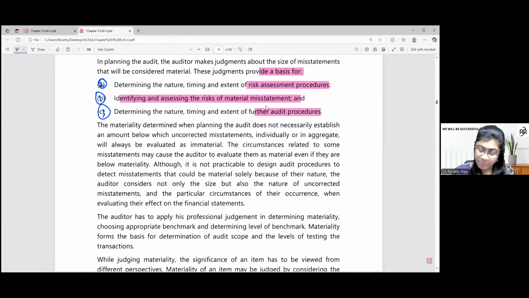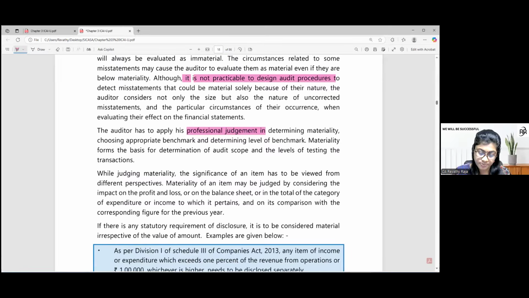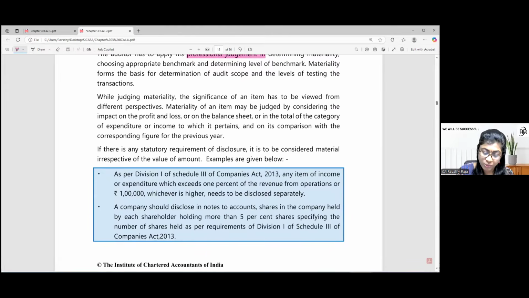See, why materiality? Because the auditor practically cannot design procedures for every area. He has to fix materiality. Materiality is based on the auditor's professional judgment. Then didn't we say the example of Schedule 3? In Schedule 3, an item which exceeds 1 lakh or 1% should be separately disclosed. Someone asked me, 5% of share should be separately disclosed. This is materiality in AFRF, I mean Schedule 3.